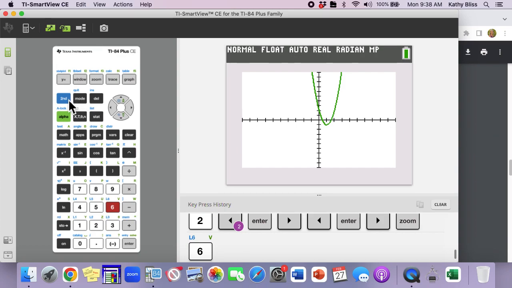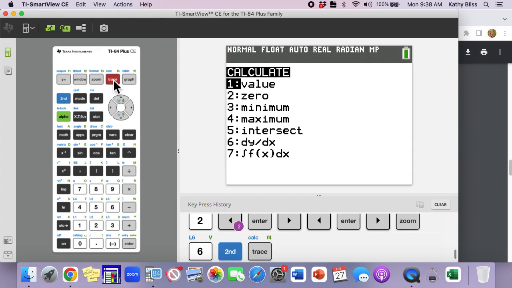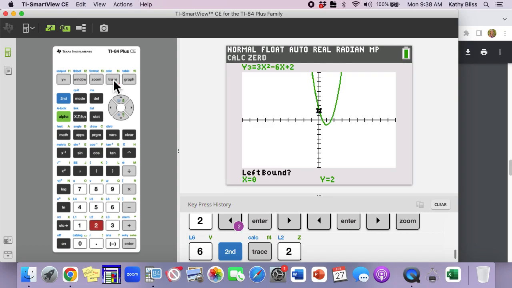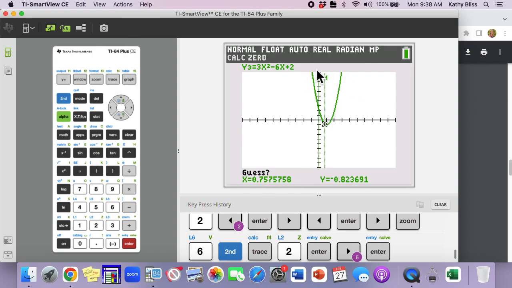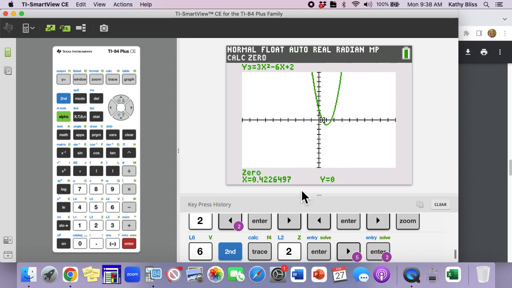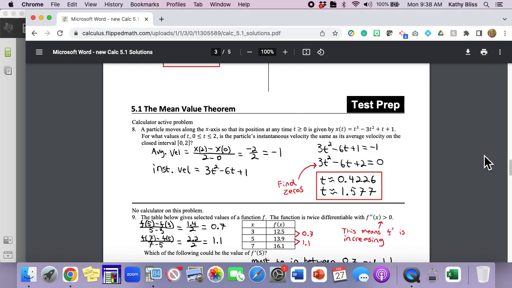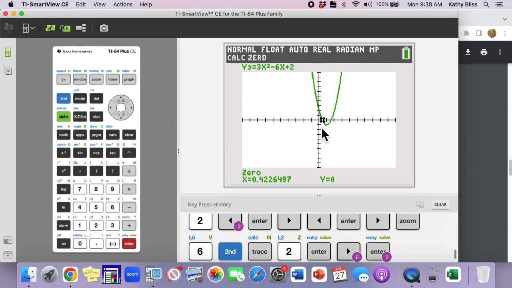Then I want to calculate the zeros, so I go to second calc and hit 2 for zeros. Left bound, so you go to the left of the zero, hit enter, then use the arrow key and hit enter again when you're to the right. The two arrows at the top right need to be facing one another. You don't need to guess, you just hit enter, and there you go, 0.4226. That's the first zero, and I need to get the second zero value.